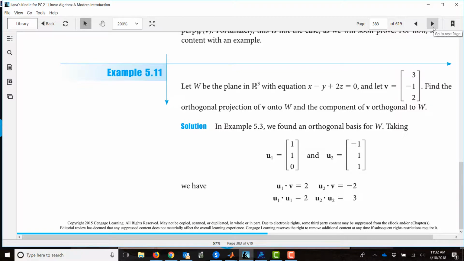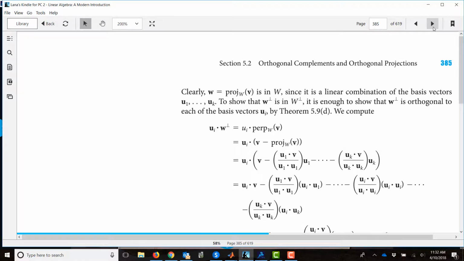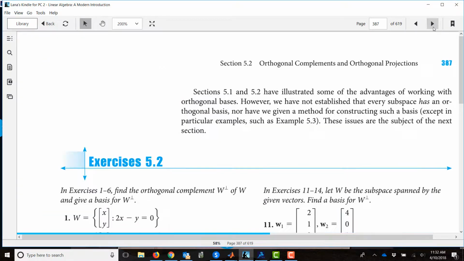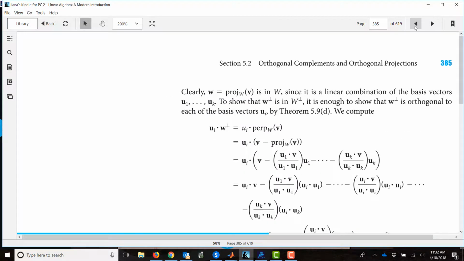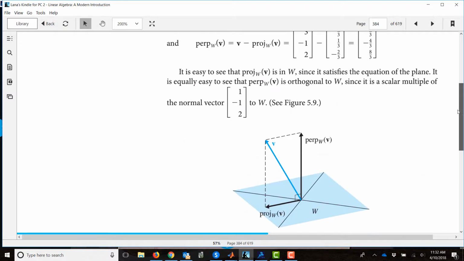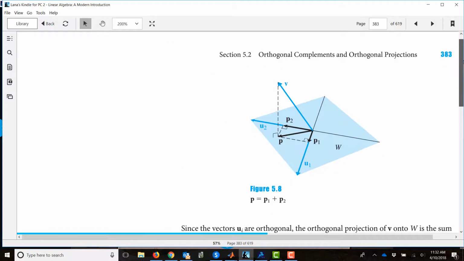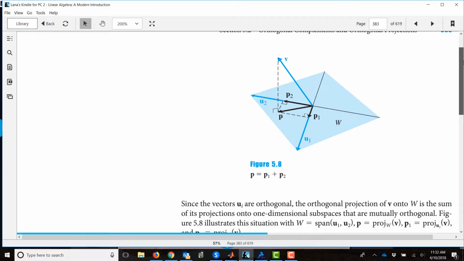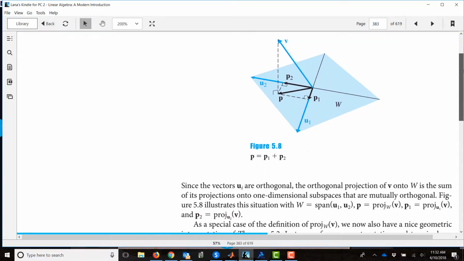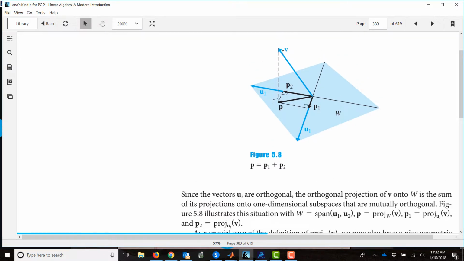Let's see. No, I went too far. Yeah, so I think the example before this is okay. They say, look, here's P. It's P1 plus P2. So in their picture, the vector V goes down to a vector P.